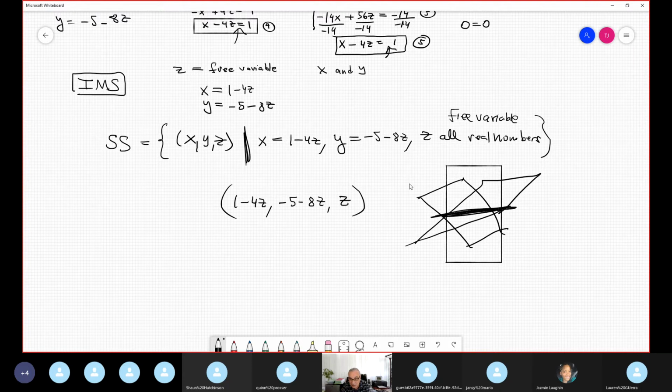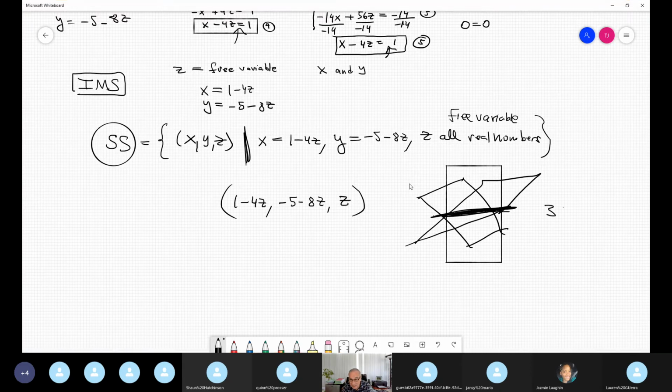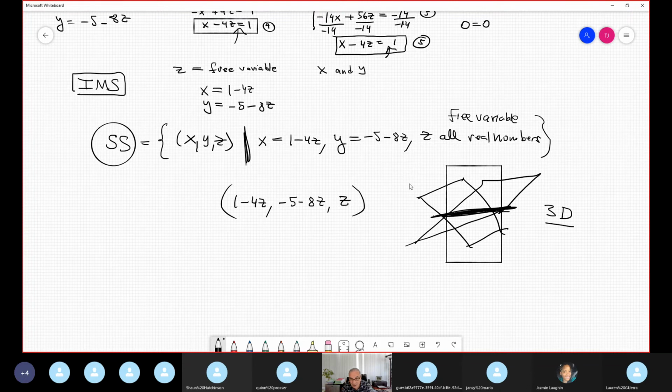That is a reason that this solution set, the geometric interpretation, is a line in 3D. In 3-dimensional space, we have a line, which is 1 dimension. How do you know it's 1 dimension? Because we have only one free variable. And what is the free variable?